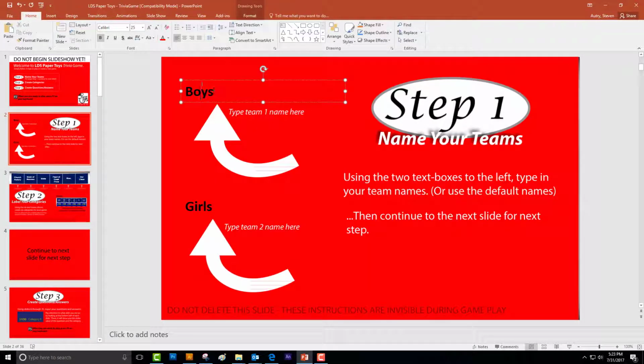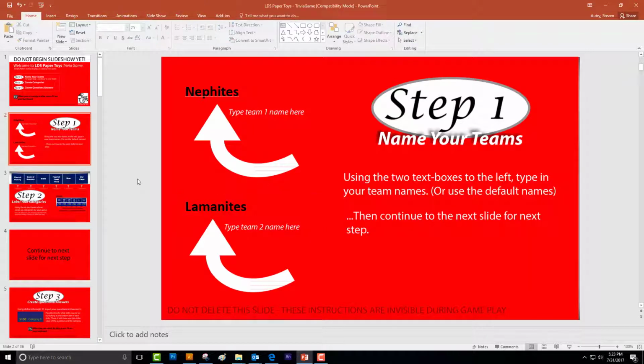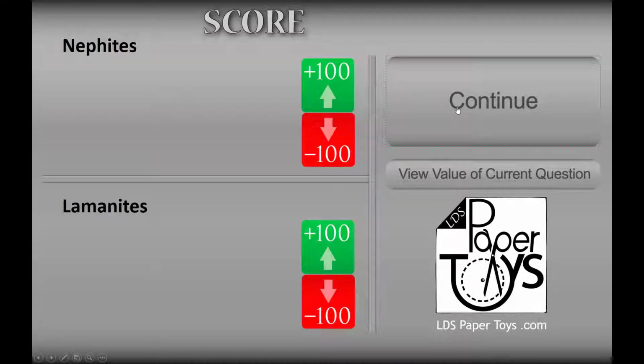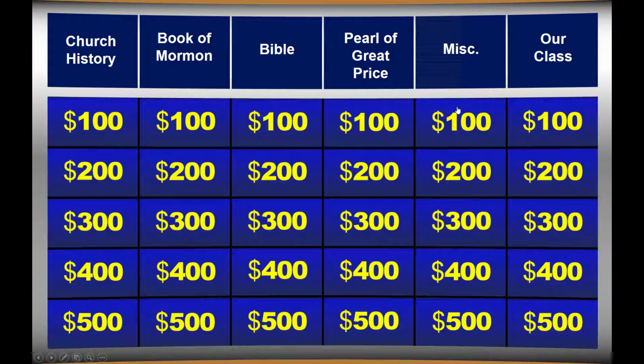And maybe they want to name themselves, maybe they put Nephites, Lamanites. So then you hit F5, and let's play. There's our Nephites, Lamanites. Hit continue. What's great about that is they're able to customize it themselves and pick their own team names. So that's fun for them.